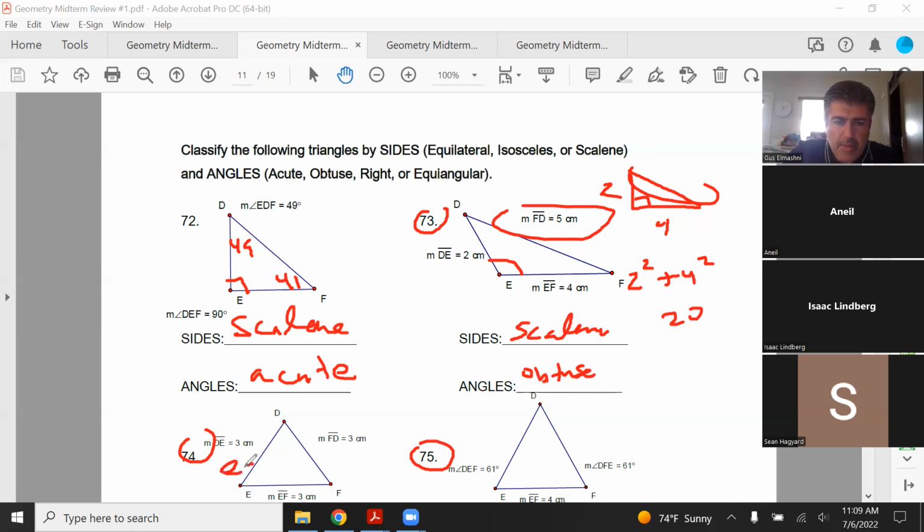There's obviously equilateral and equiangular. And then this one here, that's going to be isosceles because you have two angles that are the same. You have 60 and 61, that's 122, that's 58. So that's going to be acute. Okay.